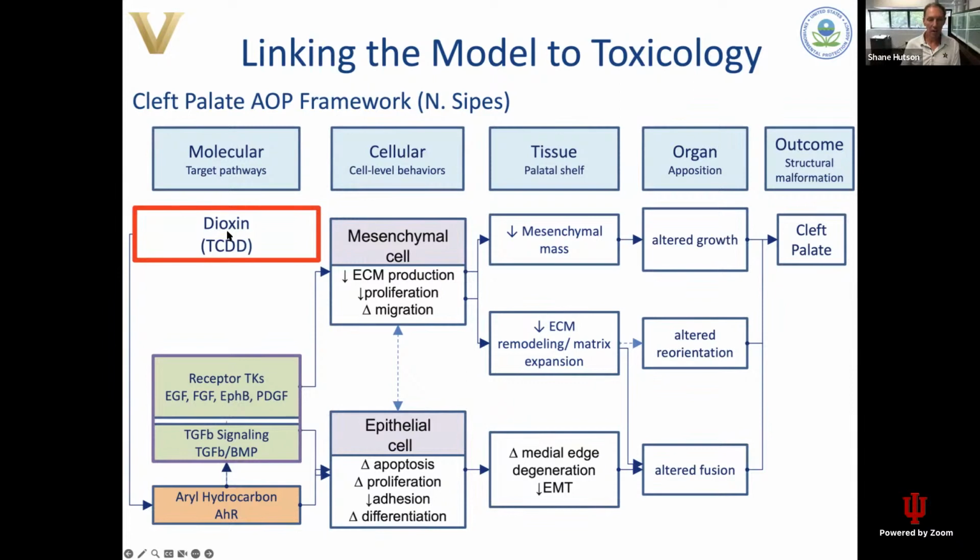Its mode of action is that it binds to the aryl hydrocarbon receptor. And in the palate, what it does is it suppresses TGF-beta signaling, right? And you can guess from what we saw on the previous slide that if you suppress TGF-beta signaling, it'll be similar to knocking that out. And so we get changes in apoptosis, proliferation, and differentiation of those epithelial cells. The medial edge doesn't degenerate like it should, so we get altered fusion and cleft palate.